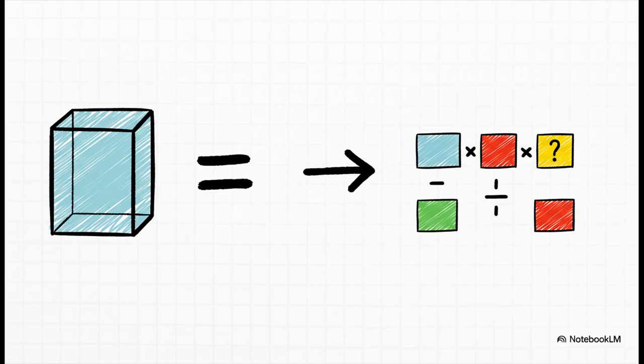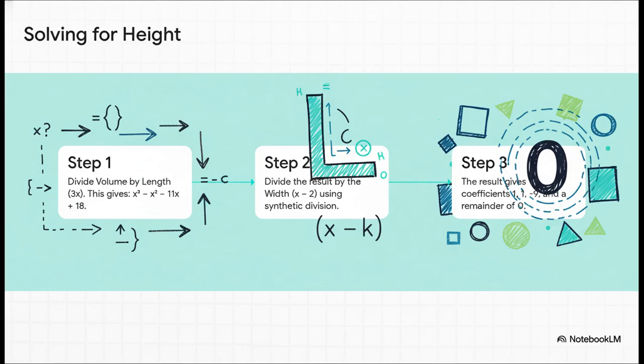And since volume is just length times width times height, we can work backwards. To find the height, we'll divide the volume by the length, and then divide that result by the width. So let's do this step by step. First, dividing that whole volume expression by the length, 3x, is pretty straightforward. It just simplifies things down to x cubed minus x squared minus 11x plus 18.